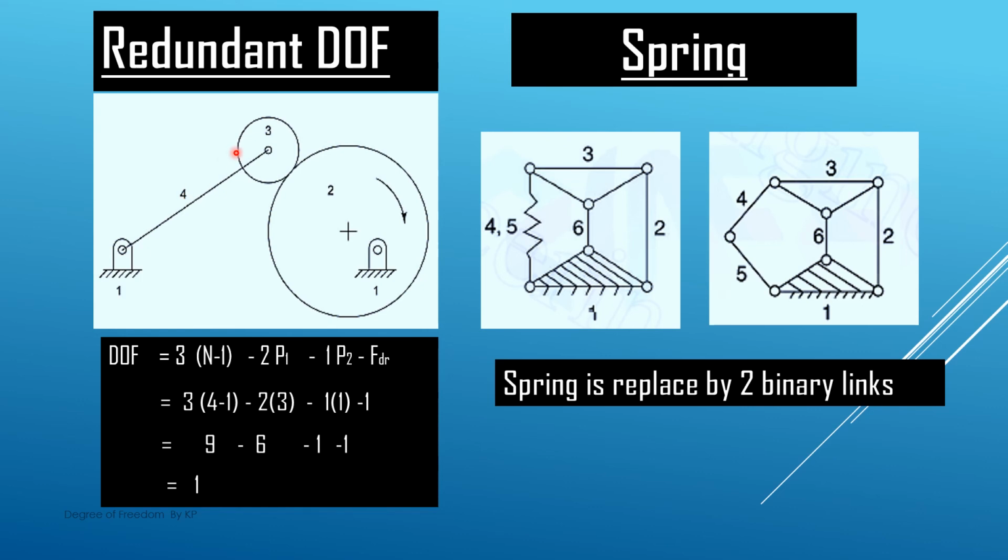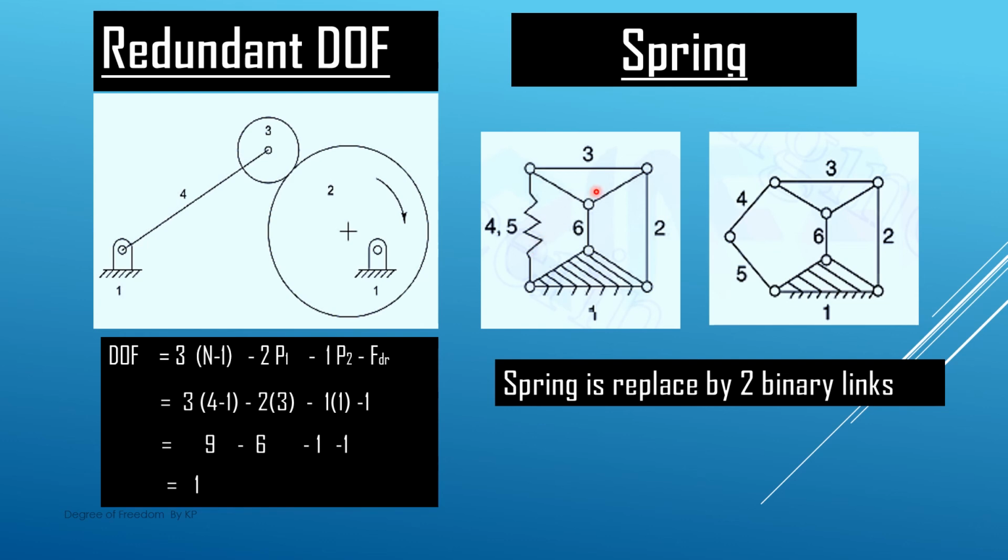So with this we understand the concept of redundant degree of freedom and how we modify the formula for degree of freedom. Now in some situations there are springs in the mechanism. Because force is applied on the linkages, there should be elongation and compression of the linkages. A similar combination we have in the spring also. A spring can be elongated and it can be compressed.